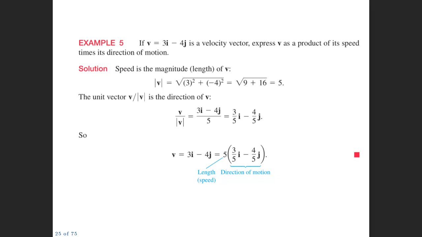First of all, we need the norm of v, that's the speed. The book I took this from uses single vertical lines for norm, but I prefer to use double vertical lines. The norm of v is the square root of 3 squared plus minus 4 squared, and that's 5. Then we want to calculate the unit vector which points in the same direction as v. So v divided by the norm of v, 3i minus 4j divided by 5. Then the answer to this question is the speed of 5 multiplied by this unit vector.